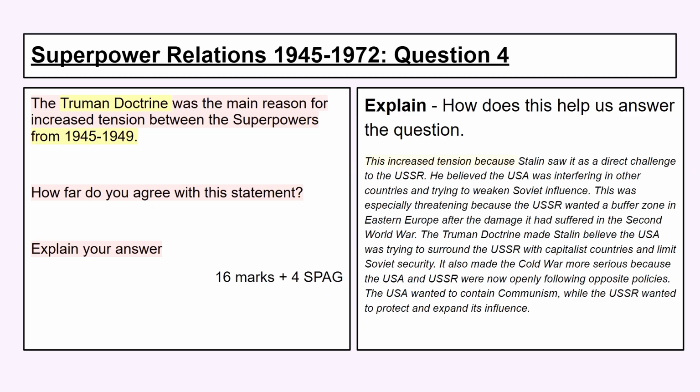This increased tension because, and now I'm going into the detail, Stalin saw it as a direct challenge to the USSR. He believed the USA was interfering in other countries and trying to weaken Soviet influence. This was especially threatening because the USSR wanted a buffer zone in Eastern Europe after the damage it suffered in the Second World War. The Truman Doctrine made Stalin believe the USA was trying to surround the USSR with capitalist countries and limit Soviet security. It also made the Cold War more serious because the USA and USSR were now openly following opposite policies. The USA wanted to contain communism, while the USSR wanted to protect and expand its influence.